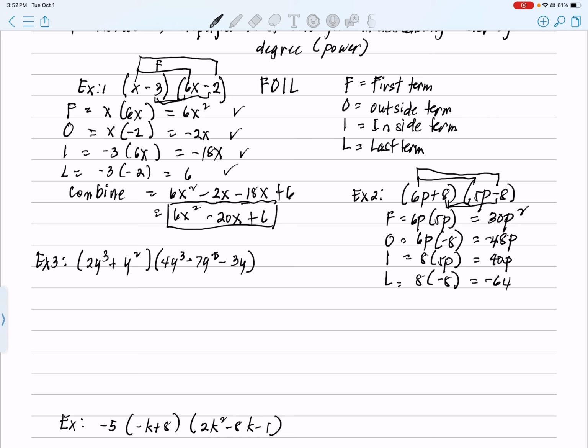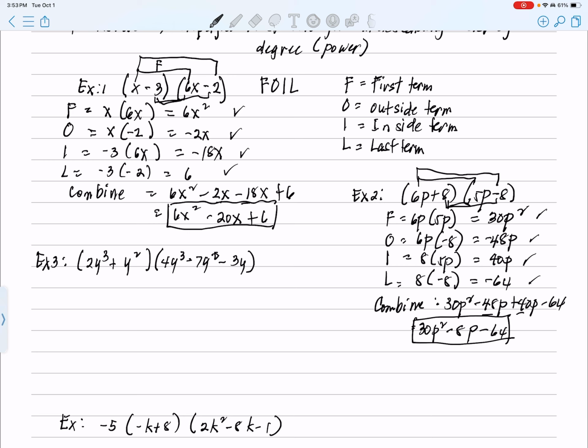Let's combine the terms. Okay, 30p squared minus 48p plus 40p, then minus 64. We can see that we can simplify more. So the first term is 30p squared. Minus 48 plus 40 is minus 8p, minus 64. This is the final answer.